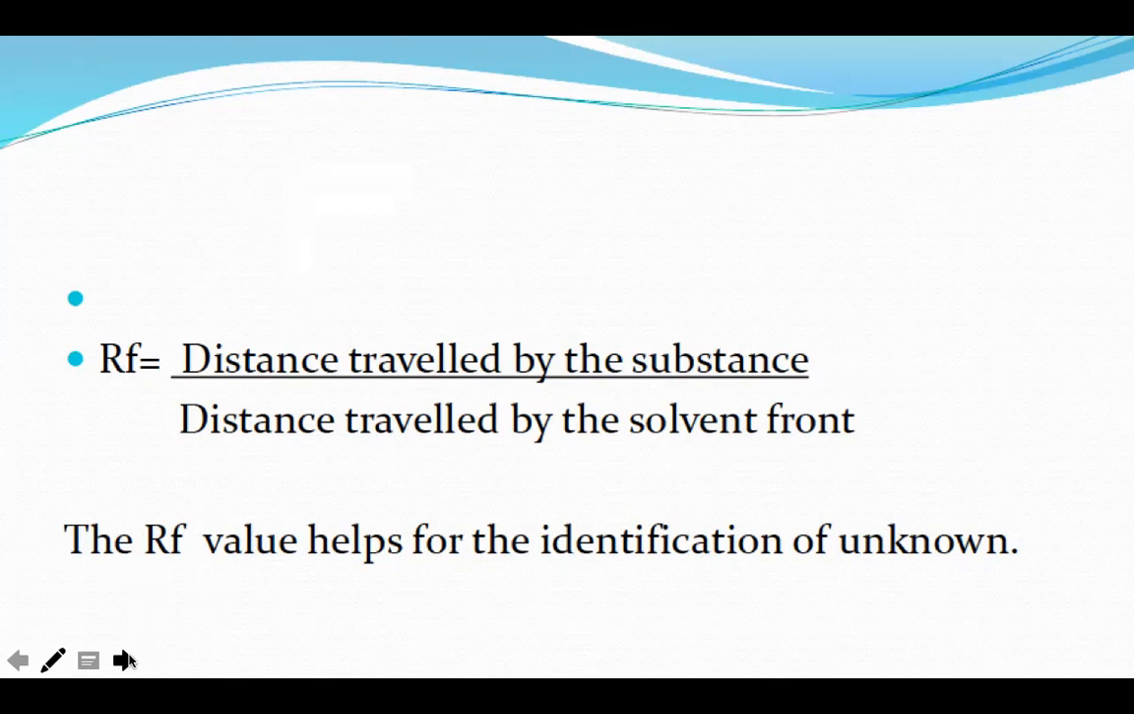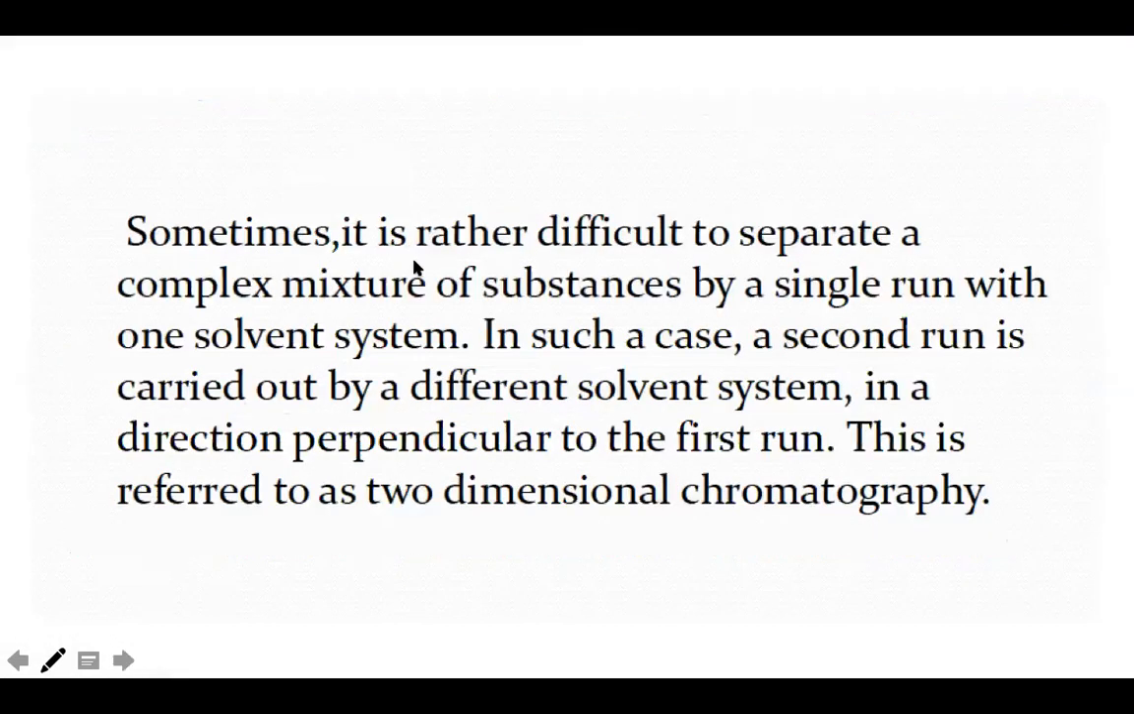Because if you know the RF value of a certain compound, then you can easily recognize which compound is which based on the RF value. Sometimes it is rather difficult to separate a complex mixture of substances by a single run with one solvent system. This is a very important point. In such a case, a second run is carried out with a different solvent system in a direction perpendicular to the first run. This is referred to as two-dimensional chromatography.